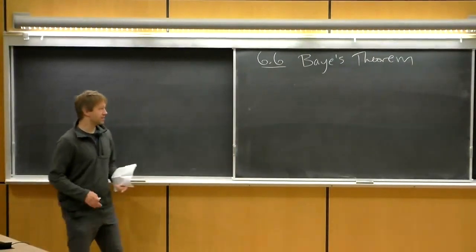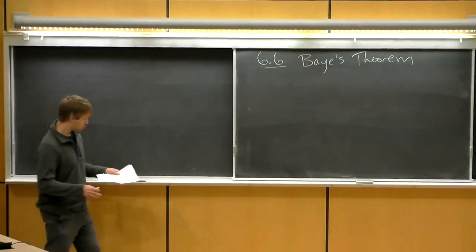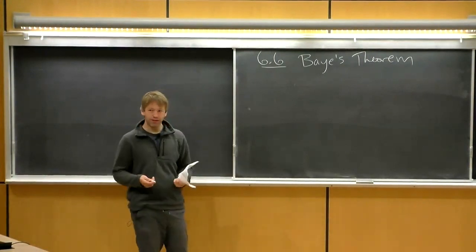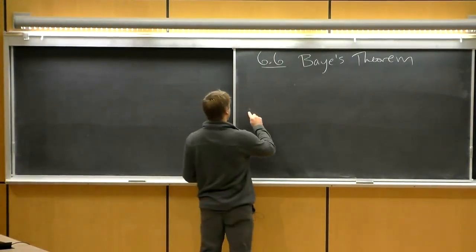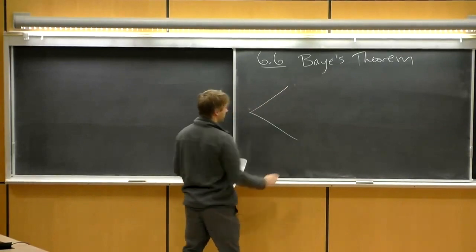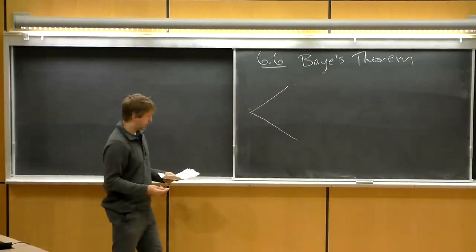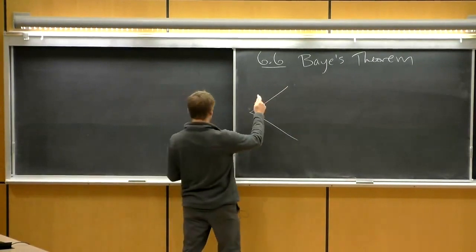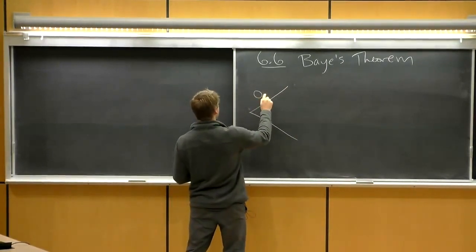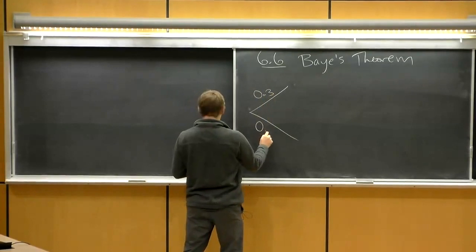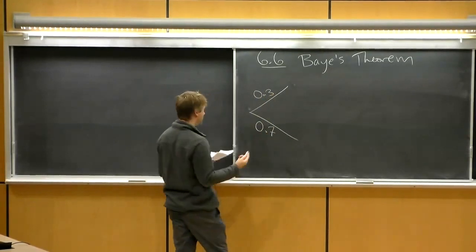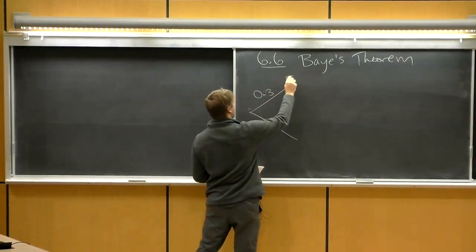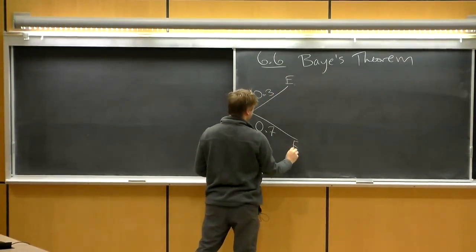So we're going to talk about something called Bayes' theorem, which is again going to be about conditional probabilities. The way to tell you why this is useful is first let's look at a simple tree diagram. So imagine you've got some two-step procedure or experiment, or maybe you just have two events.